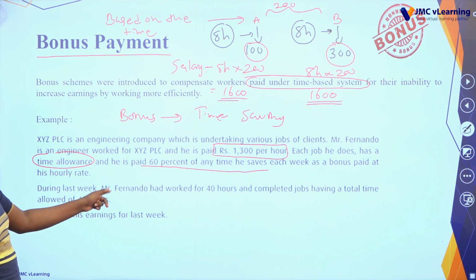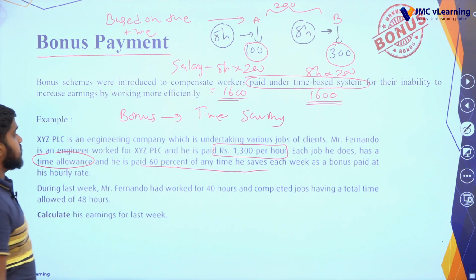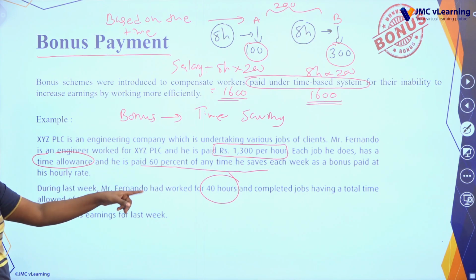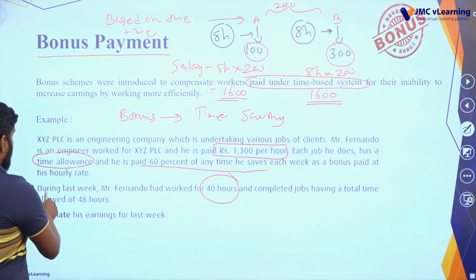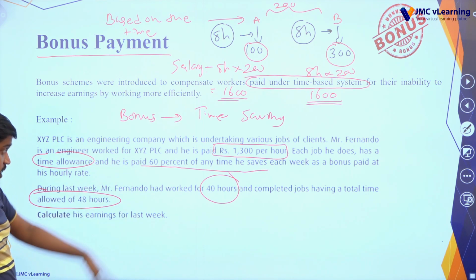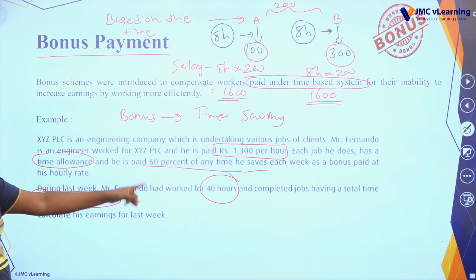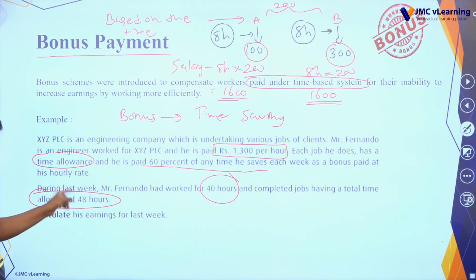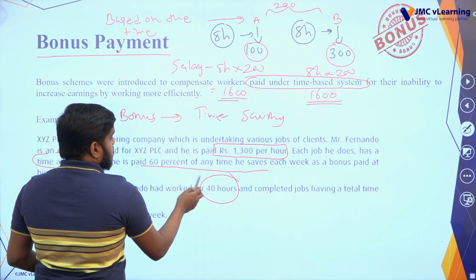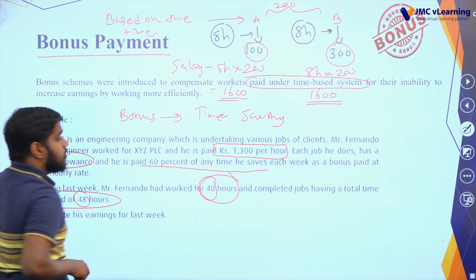Then say, during last week Mr. Fernando had worked 40 hours and completed his jobs having a total time allowed of 48 hours. That means when we consider the time allocated for this task is 48 hours, but Mr. Fernando completed this task within 40 hours.